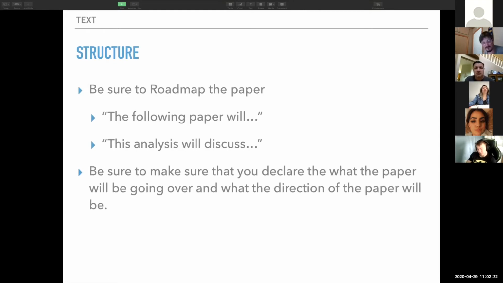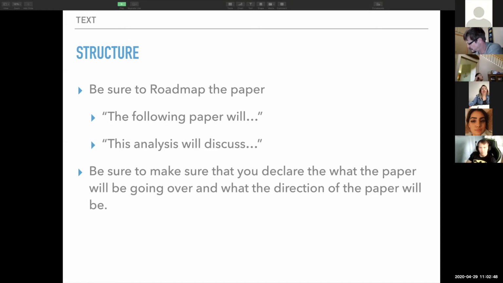And then be sure to roadmap your paper. What I mean by roadmapping is, in the last sentence of your introduction, it would be great for you to explain what the purpose of the paper is. If you don't do this, it's the first thing I'm going to write all over your paper. Please explain the purpose of the paper.